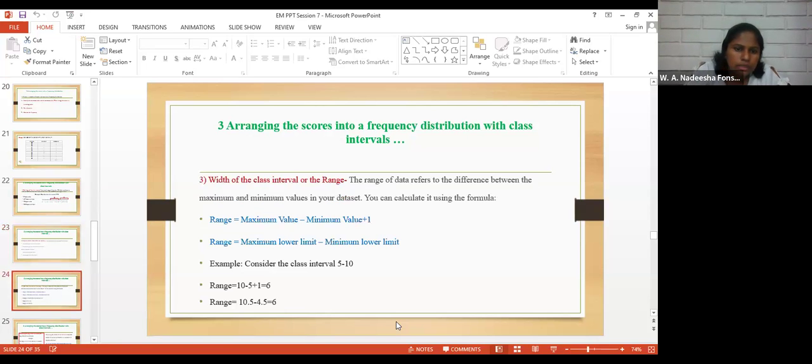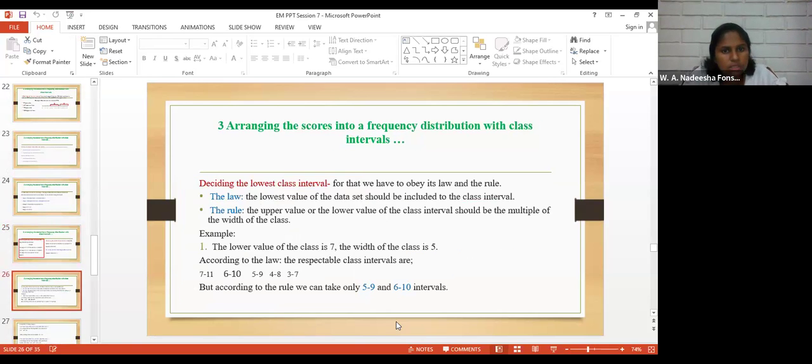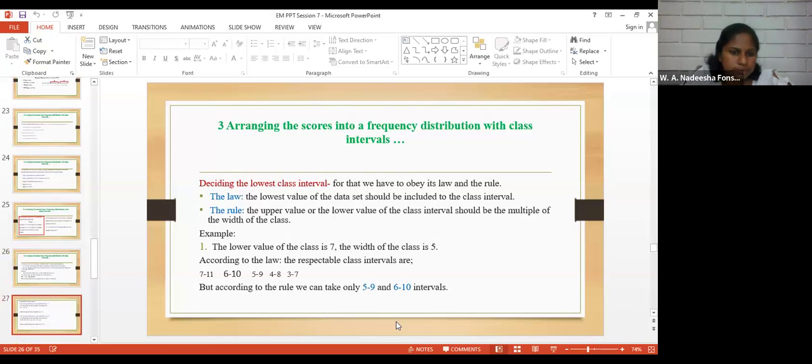So then the range: to find the range using maximum and minimum value, we have to add 1. If we use limits, no need to add 1. So then we discussed how to find the number of class intervals, how to find the range, then how to find the lowest class interval. There is a law and a rule. According to the law and the rule, we have to define that.